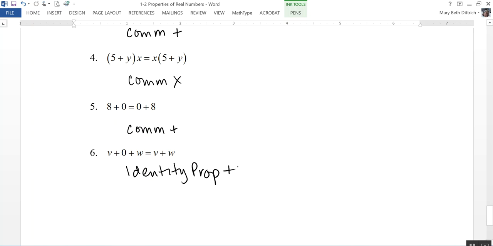So in this section, we took a look at sets of real numbers and some of their properties, and saw how to use them and how to identify some of the properties.